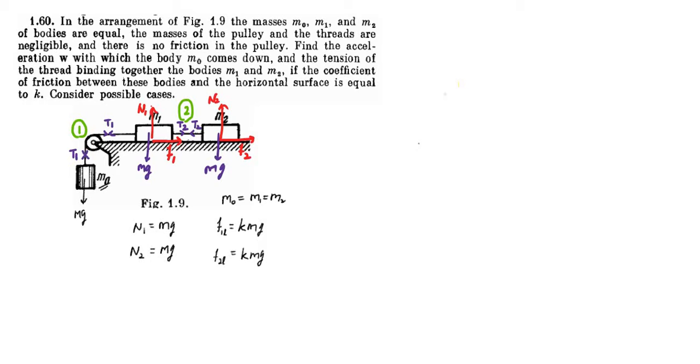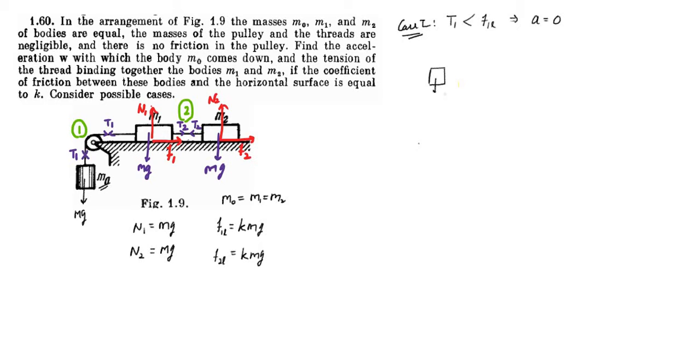So here we can have three cases. Let us first discuss case number 1. In the first case, T1 is less than the maximum value of F1. The maximum value of F1 is F1 limiting, so T1 is less than F1 limiting. If this is the case, that means acceleration is equal to 0. That means M1 is not moving, M2 is not moving, and M0 is also not moving. So in this case, M0 will be in equilibrium.